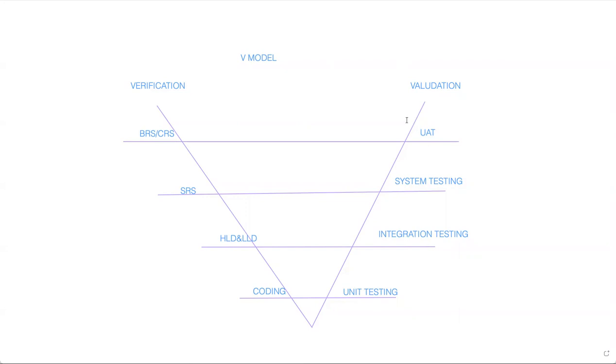Now, if you observe side by side, the SDLC process starts from requirement understanding. Here we are seeing BRS or CRS, or we have one more term called URS. BRS means business requirement specifications, CRS means customer requirement specifications, and URS is user requirements. Some people use different terms, but most people say BRS or CRS.